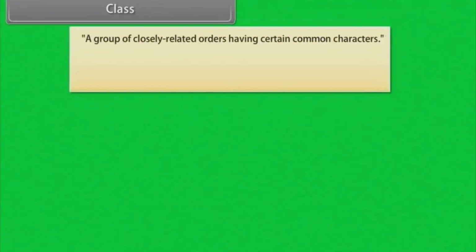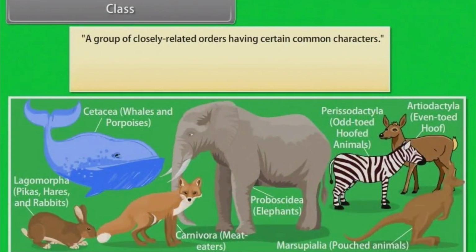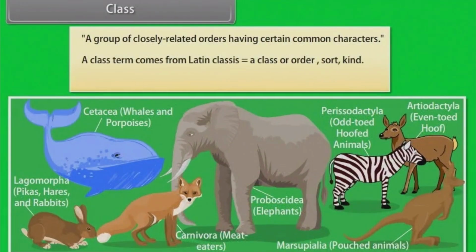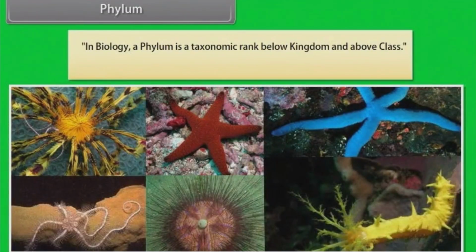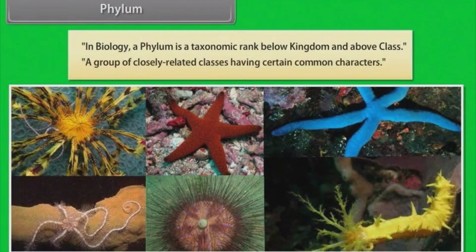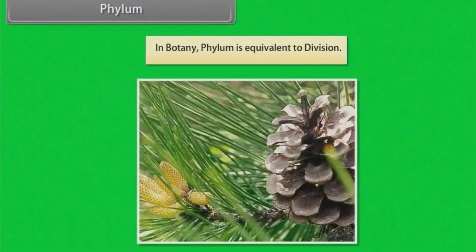Class: a group of closely related orders having certain common characters. The term class comes from Latin classis, meaning a class or order, sort, kind. Example: class Mammalia. Phylum: in biology, a phylum is a taxonomic rank below kingdom and above class. A group of closely related classes having certain common characters. In botany, phylum is equivalent to division.